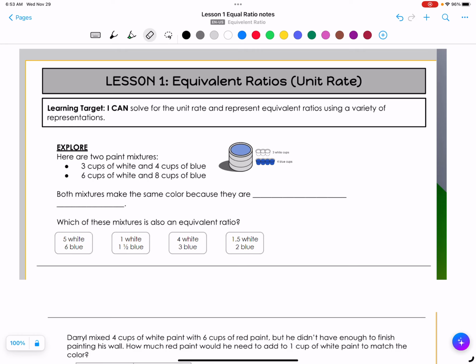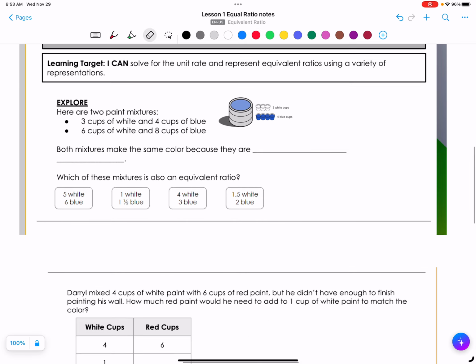This is lesson 1 of our new unit. It's called equivalent ratios. So let's take a look at the learning target. It says I can solve for unit rate. Unit rate means one item, and represent equivalent ratios. Equivalent means equal, using a variety of representations or methods. Okay, so that's our learning target. So let's take a look at some problems.